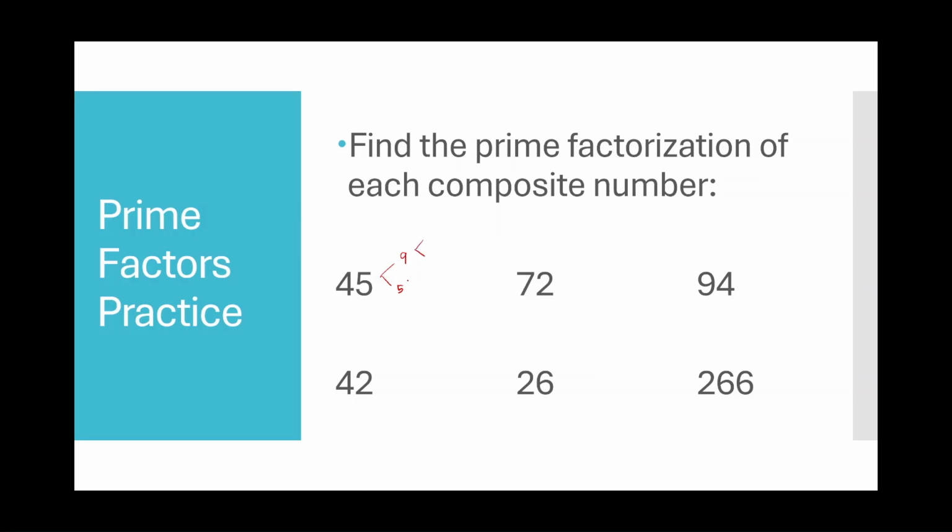So 5 is a prime. 9 can get broken down into 3 times 3. Those are primes. I'm just putting little blocks because they are the building blocks of all the other numbers. And there's my prime factorization of 45. 72, I know that one's 8 times 9.